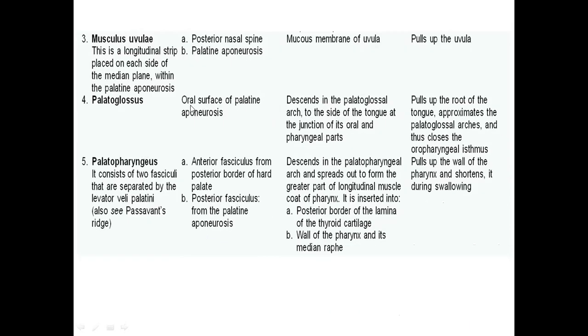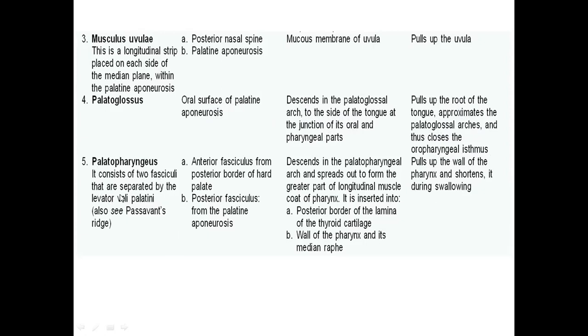Palatoglossus takes its origin from the oral surface of the palatine aponeurosis. It descends in the palatoglossal arch to the side of the tongue at the junction of its oral and pharyngeal parts. Palatoglossus pulls up the root of the tongue, approximates the palatoglossal arches and thus closes the oropharyngeal isthmus.